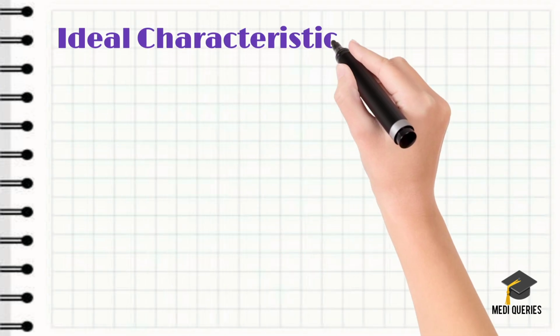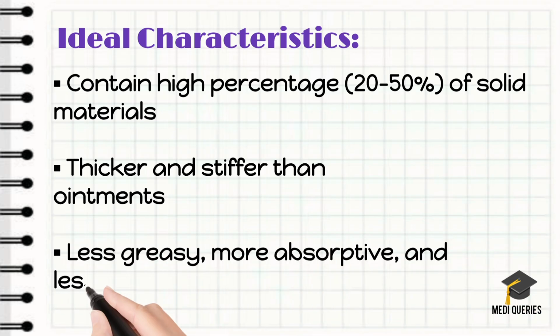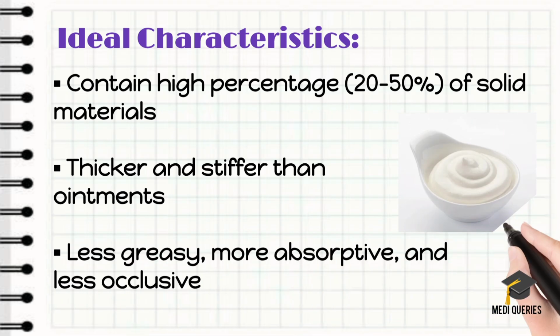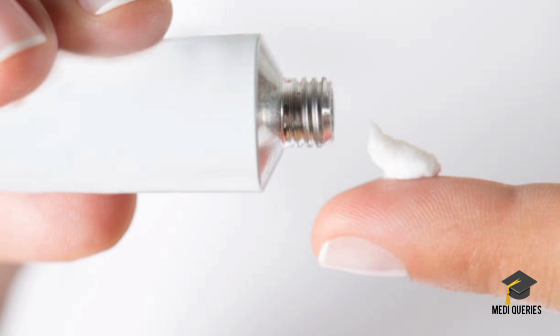Let us see the ideal characteristics of a paste. An ideal paste should meet certain critical quality attributes. It must be stable both physically and chemically. It should be smooth, homogeneous and non-irritating to the skin. It must retain its shape and consistency even at body temperature. A good paste should spread easily on the skin but not melt or run off. Most importantly, it should act as a protective barrier, especially on wounds and inflamed skin.